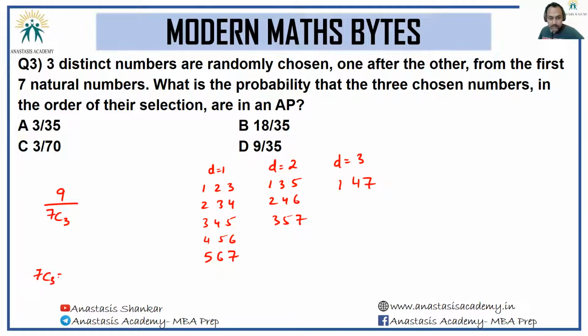7C3 is equal to 7. Sorry, not 7C3. What am I doing? Because we are considering the order of their selection, it will not be 7C3. It will be 7C3 into 3 factorial.